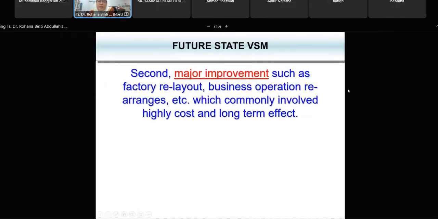So secondly is major improvement. Alright. Major improvement ni maknanya factory re-layout. Mungkin design layout tu terlalu bersimpang siur kan. It's like zigzag and everything. So it is not convenient for the operators to do their work. So you need to totally look at the layout and you have to totally revamp the layout. So this is where the major improvement will come in because it involves cost. Alright. So and it has a very long term effect lah basically.